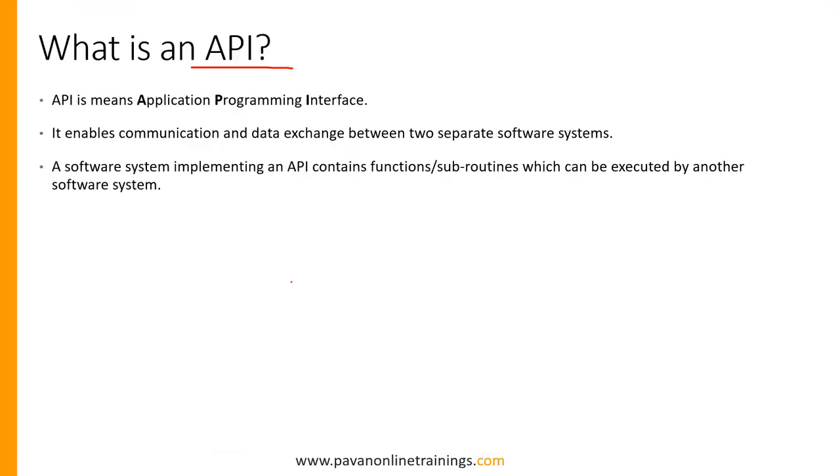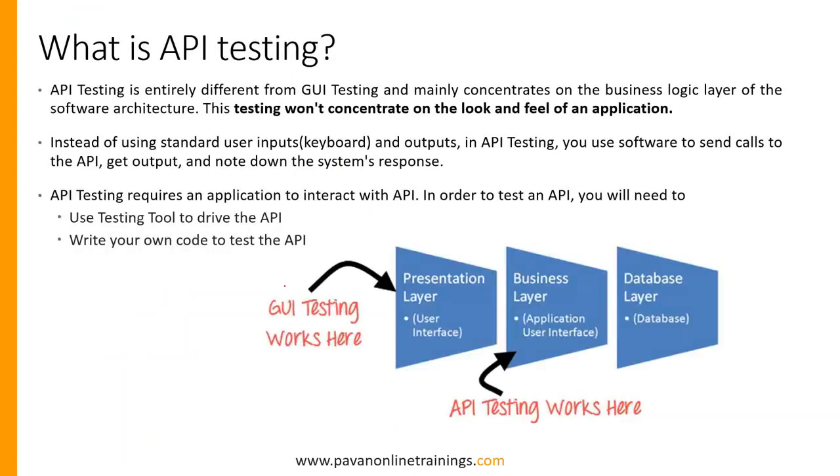So now we have understood what is an API, and where API testing comes into the picture. I have discussed just now what is API testing. So here there is the database layer, and in the business layer, the actual code will be there. API testing we have to do in the middle layer, and here we do the GUI testing by using Selenium and QTP. We can access those APIs.